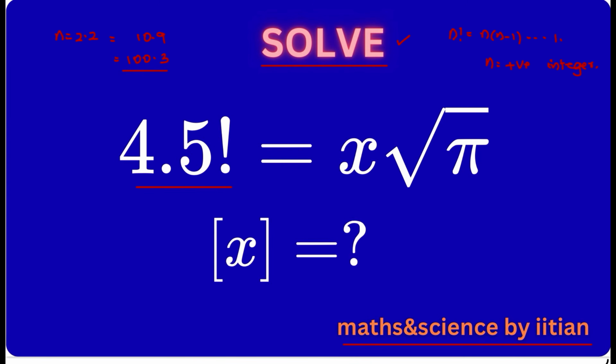Is factorial available only for positive integers, or can factorial be found out for fractions also, decimals also? Then how to approach it? There is a very good formula, called a function rather, to solve this problem. This is called the gamma function.